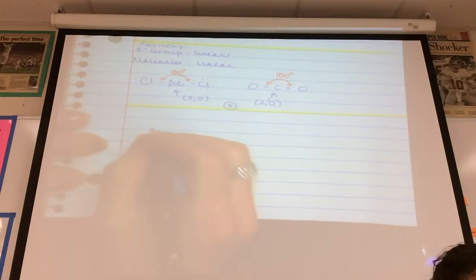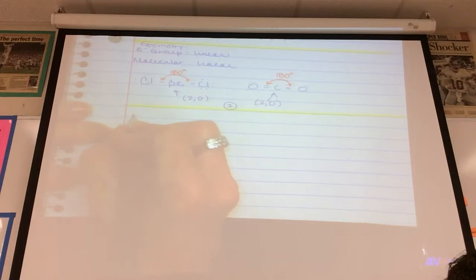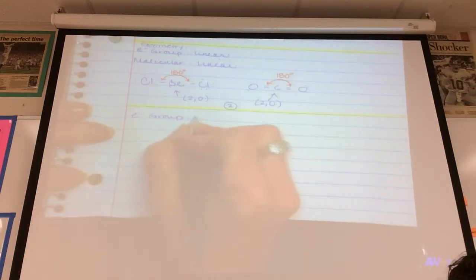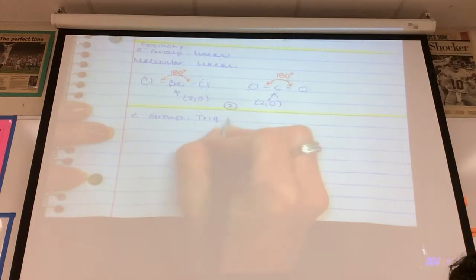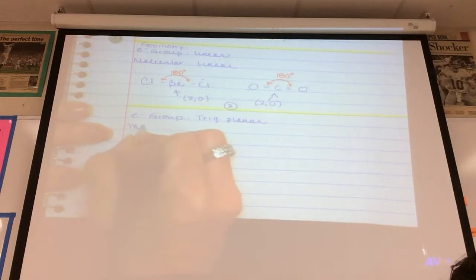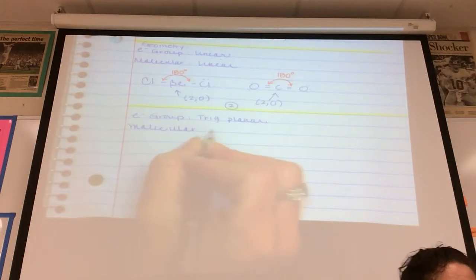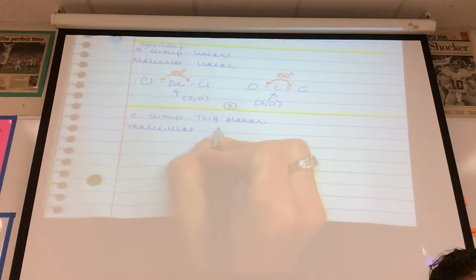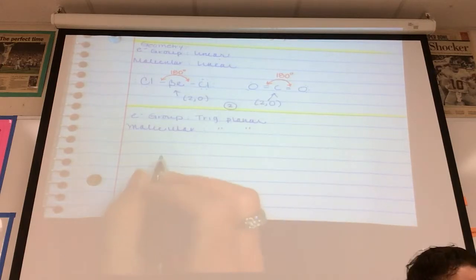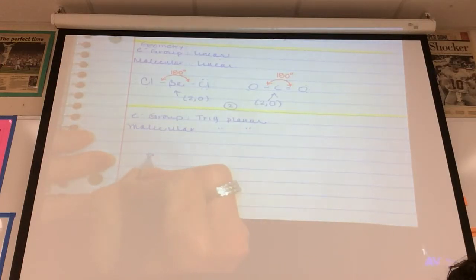Cool. Next up for electron group geometry, first up is going to be trigonal planar, abbreviated. The first molecular geometry I'm going to do will be trigonal planar as well. For example, boron trifluoride.